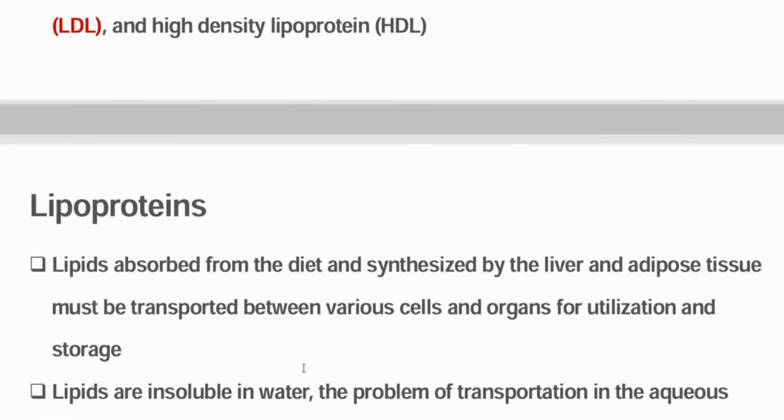So lipids are absorbed from the diet. When we eat something, the lipids are absorbed, and lipids can also be synthesized in our liver and adipose tissue. So there are two ways: one is the exogenous pathway, another is the endogenous pathway. They are transported between the various cells and organs for utilization and storage.